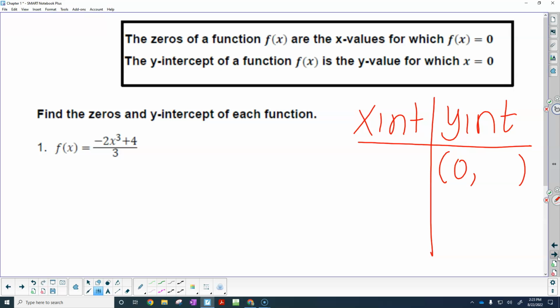I'm going to drop a 0 in for the letter x. So y is going to equal negative 2 times 0 to the third power plus 4 over 3. What happens to that? Just goes away. What's left over? That's it. That's the answer. The y-intercept is 4/3. That goes away. Anything times 0 is 0.